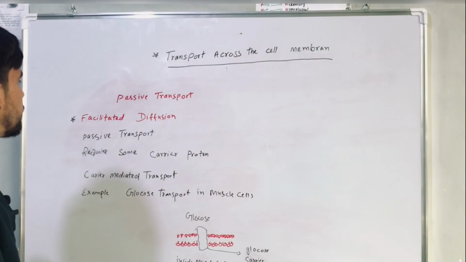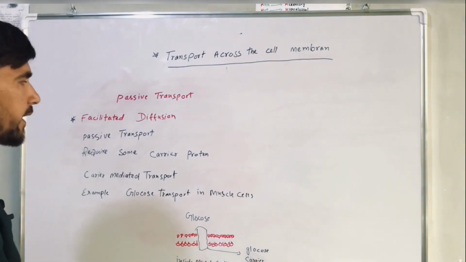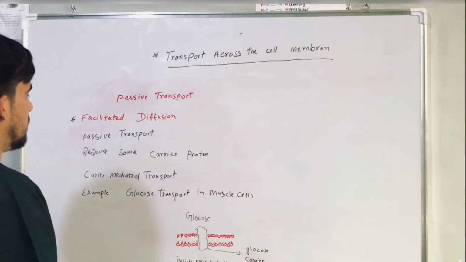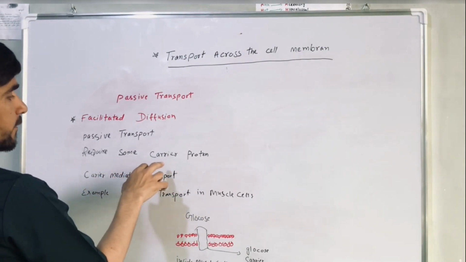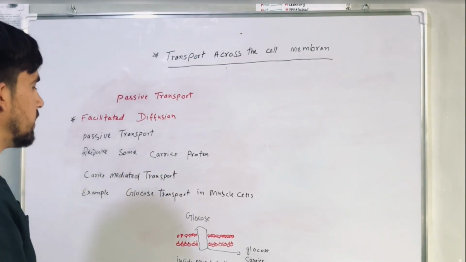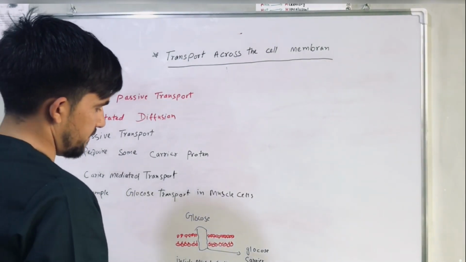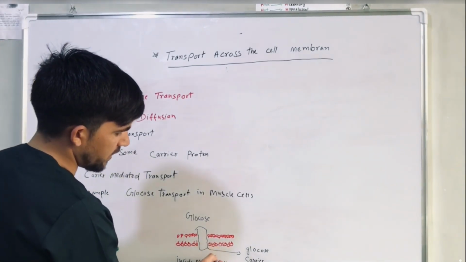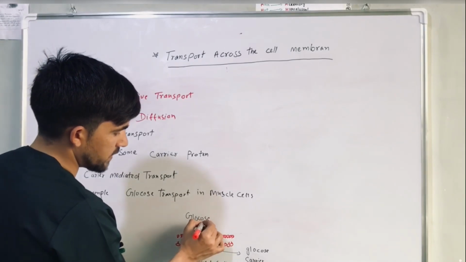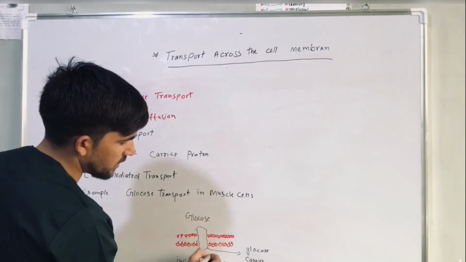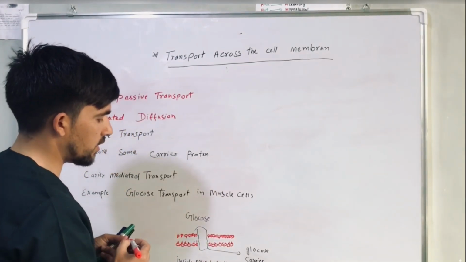And now, facilitated diffusion. Facilitated diffusion is also a part of the passive transport that does not require energy, but some carrier proteins are required. For this reason, it is called carrier mediated transport. For example, glucose transport in the muscle cell. This is a cell membrane, and inside this is a muscular cell. Glucose is passing this cell membrane through this carrier protein. So it does not require any energy or ATP.